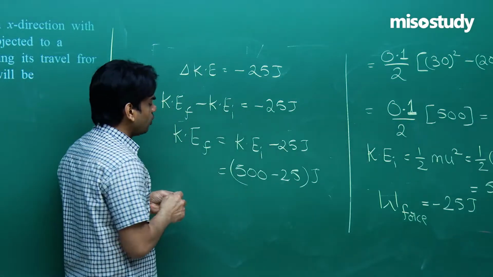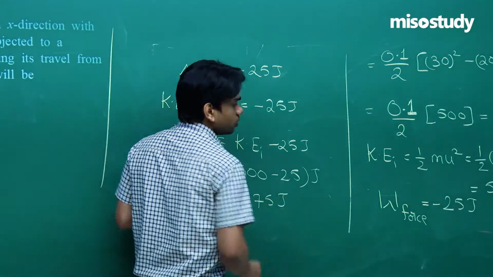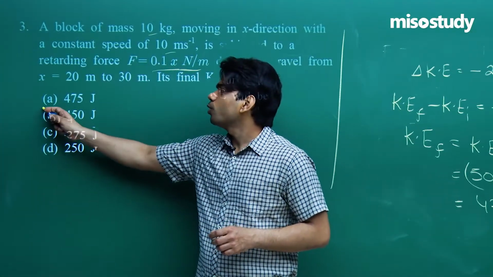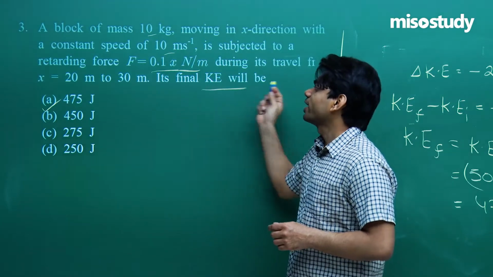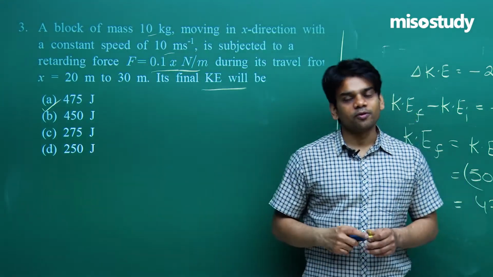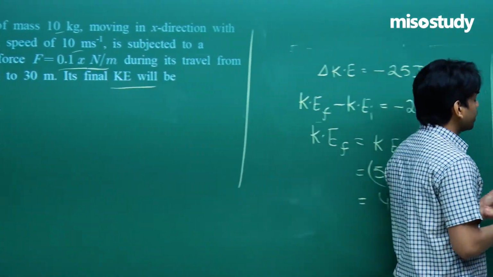That is what we have evaluated. Hence, it will come out to be 475 joules. So let us see the right answer, option number A, 475 joules. This is the value of final kinetic energy, because negative work is done by the force as per the given information. I hope that you have got how to solve such kind of question.